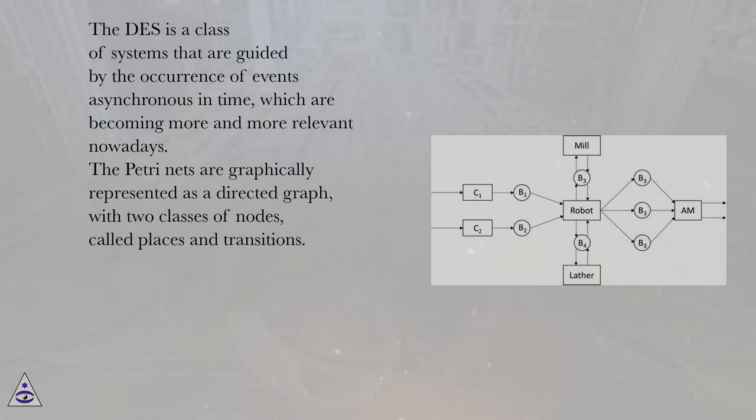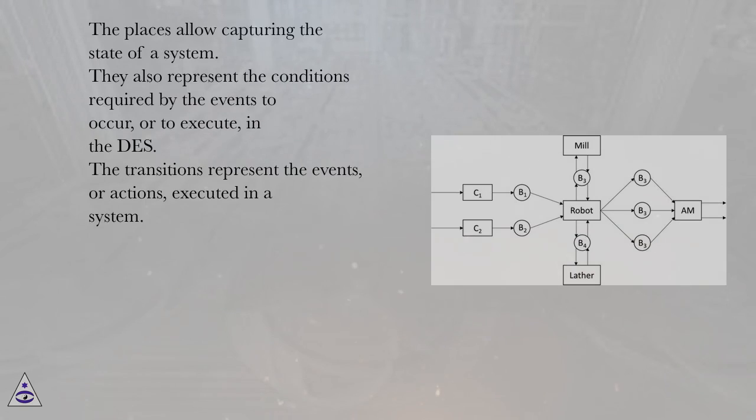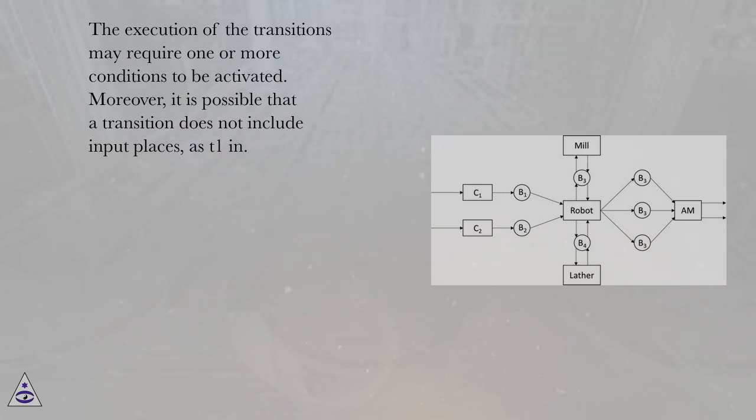Petri nets are graphically represented as a directed graph, with two classes of nodes, called places and transitions. The places allow capturing the state of a system. They also represent the conditions required by the events to occur, or to execute, in the DES. The transitions represent the events, or actions, executed in a system. The execution of the transitions may require one or more conditions to be activated.